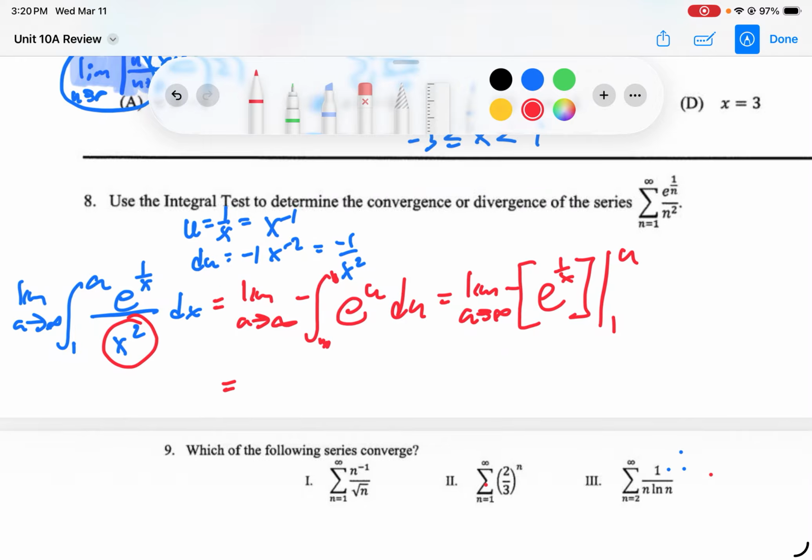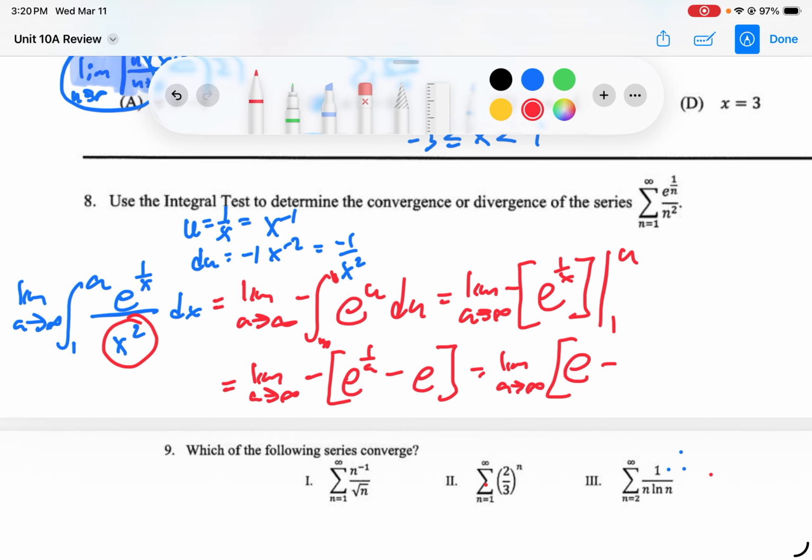This will be equal to the limit as a approaches infinity of negative. Okay, so plug in a, e to the 1 over a minus e to the 1 over 1, which is just e. Make that negative. This would be equal to the limit as a approaches infinity of e minus e to the 1 over a. That limit is equal to e minus 1. As a gets huge, 1 over a approaches 0, e to the 0 is 1.